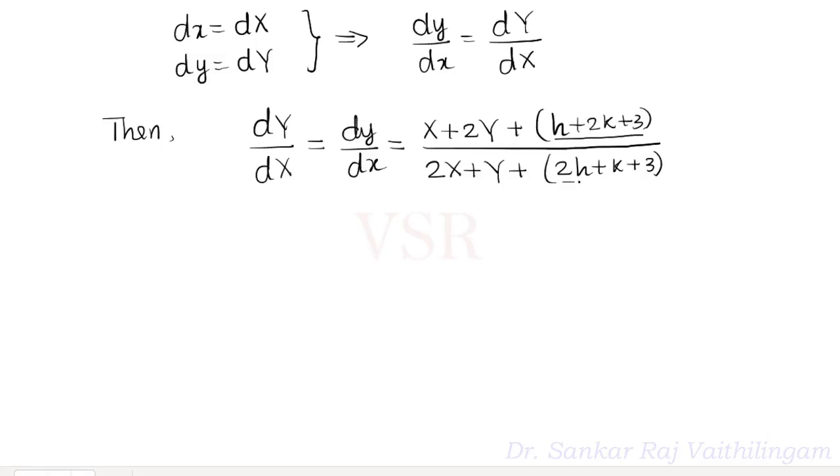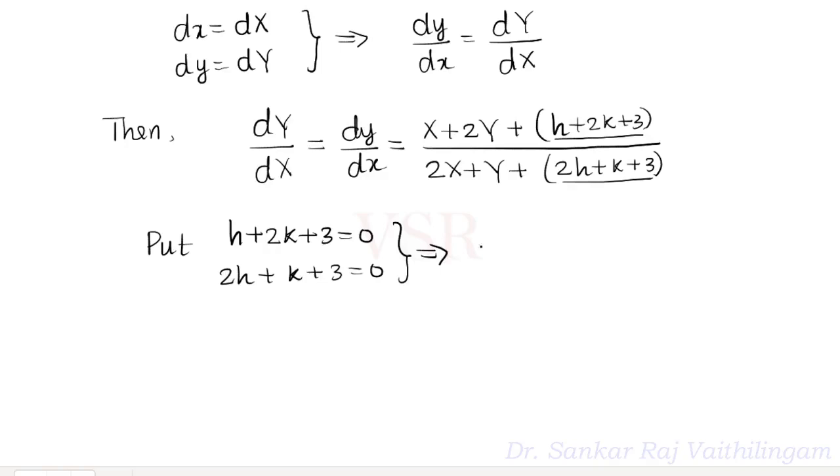Okay, so now put h plus 2k plus 3 equal to 0. Similarly, 2h plus k plus 3 equal to 0. How can we write this? This is a system of linear equations. So I may write this as h plus 2k equals minus 3 and 2h plus k equals again minus 3.